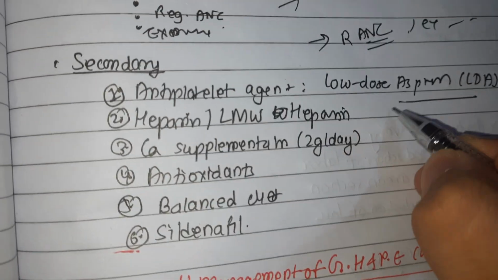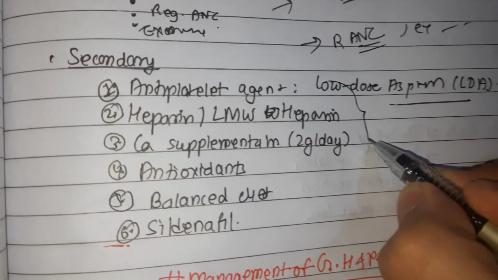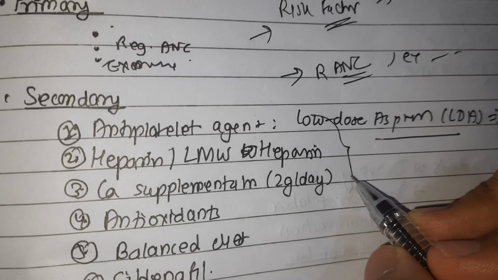So the important things we have to do are the antiplatelet agent, heparin, and calcium supplement, and these are useful.